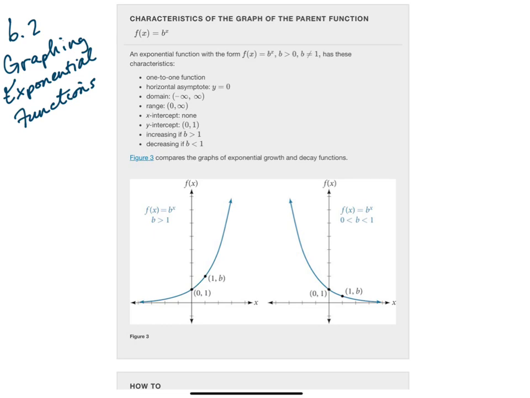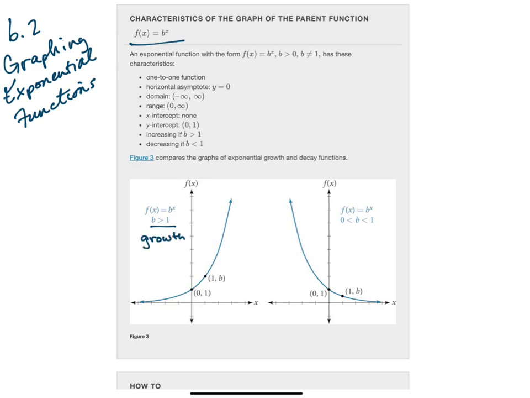All right, so this is the parent function for an exponential equation. It is just f of x equals b to the x. This is like a toolkit function. This is before we shift it left, right, up, down, before we stretch it, before we flip it, before we do anything to it. These are what they look like, okay? On the left side here, we have f of x is b to the x with b greater than 1. The word that we use when it is greater than 1 is growth.